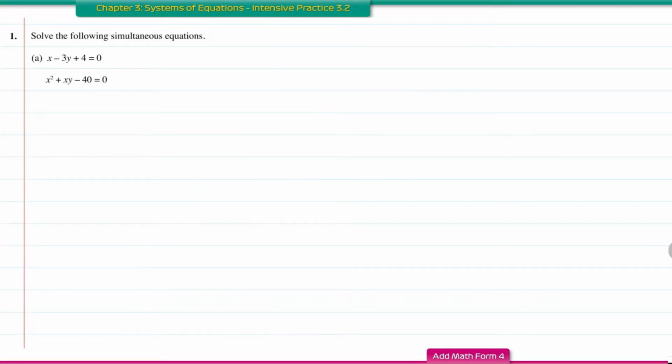Intensive practice 3.2. Question number 1. Solve the following simultaneous equations. So we have one linear and one non-linear equation here. First, let us label them as equations 1 and 2.